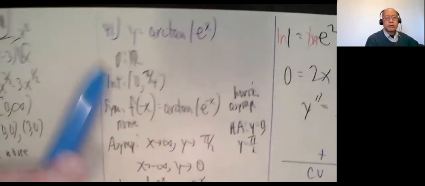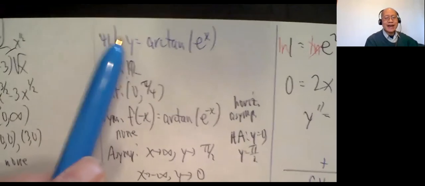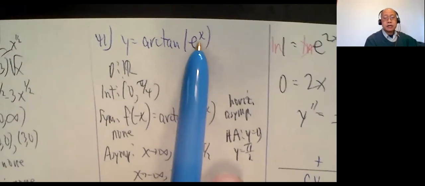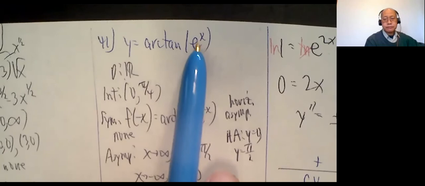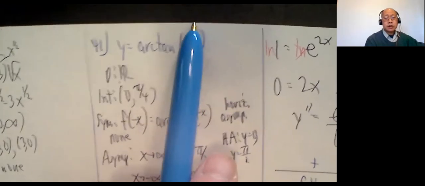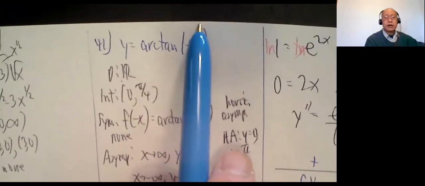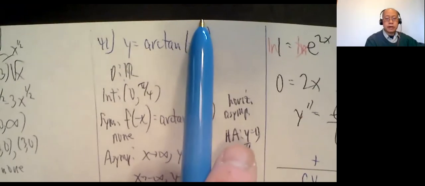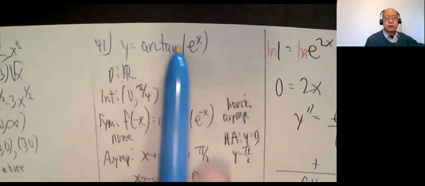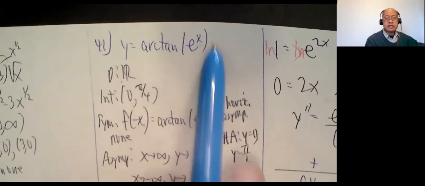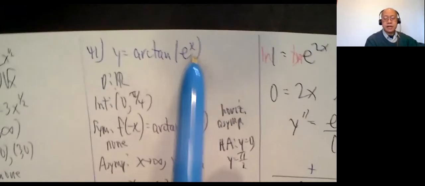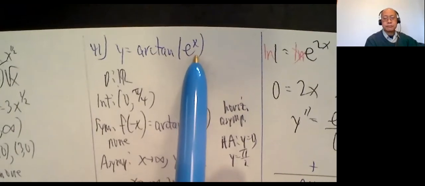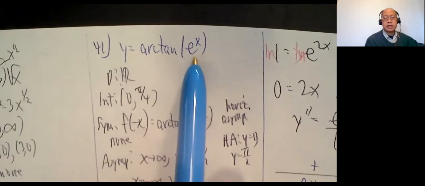Now I would say, what about y equals 0? That actually can't happen because e to the x is always positive. So how do I get 0 here? I know arctangent of 0 is 0. So I ask myself, what number makes this 0? Well, it can't. E to the x is always positive, so this graph never touches the x-axis.